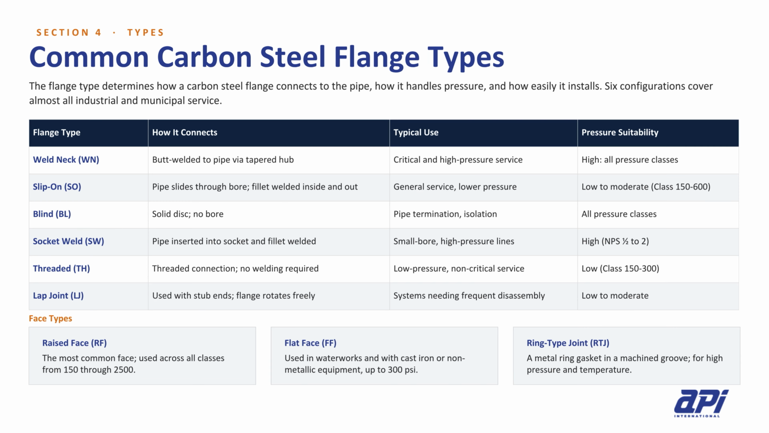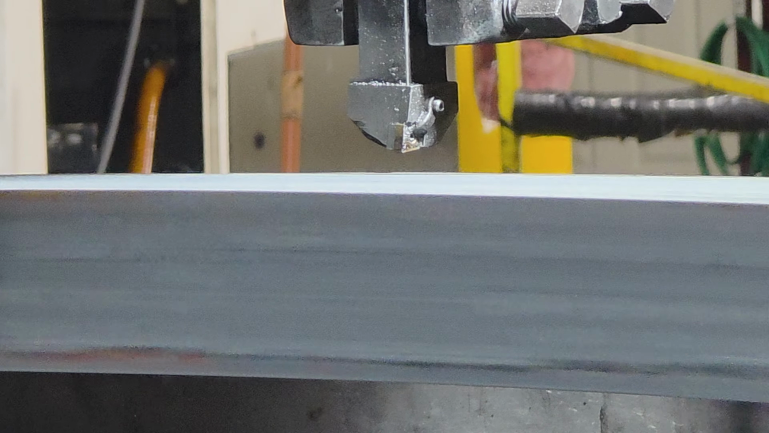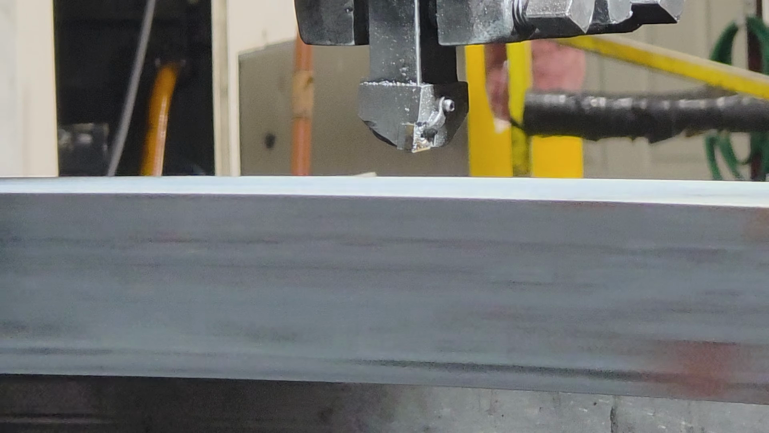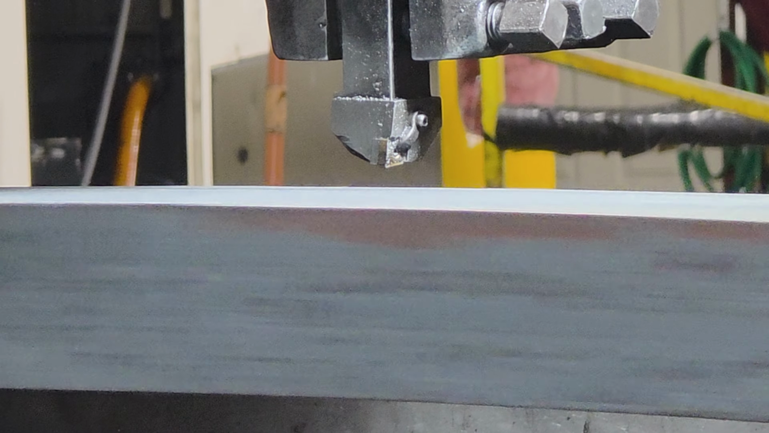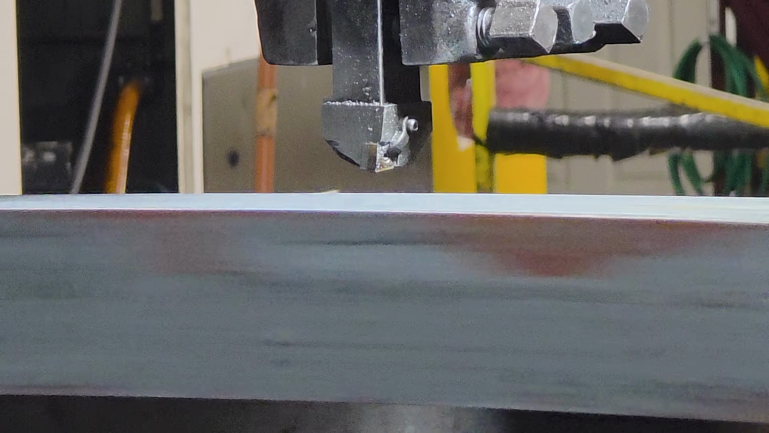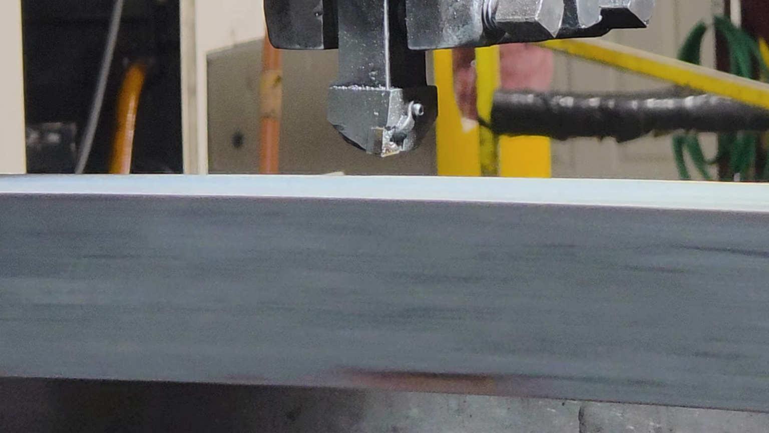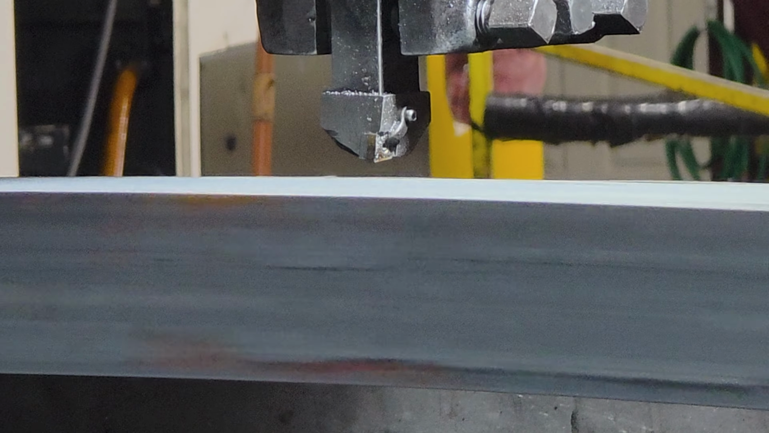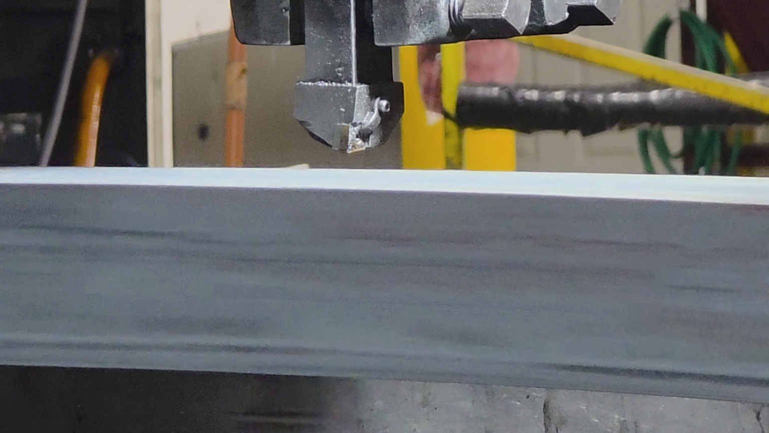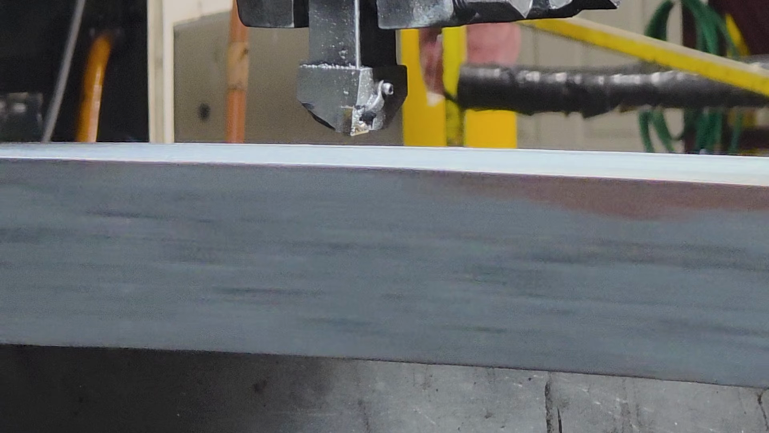Socket weld flanges seat the pipe in a socket with a fillet weld for small bore, high pressure lines. Threaded flanges don't require welding and are used in low pressure or non-critical service. And lap joint flanges pair with the stub end and rotate freely for systems that need frequent disassembly.